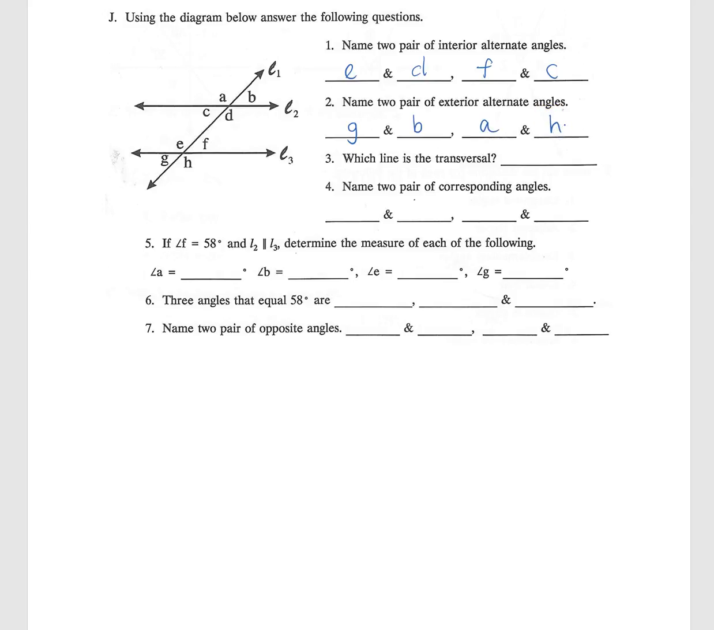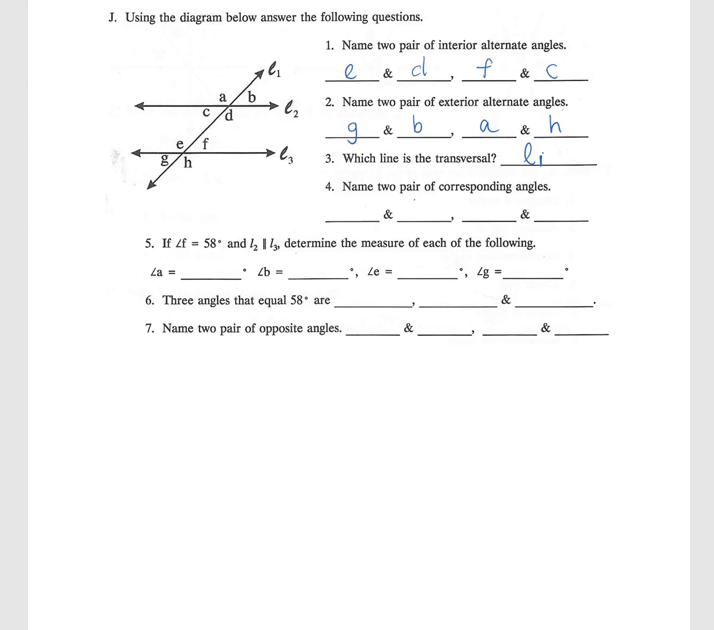Question 3 asks us which line is the transversal, and that's the line that's crossing the other two lines. So line 1, because it crosses line 2 and line 3, is the transversal. Question 4 asks us to name two pairs of corresponding angles.